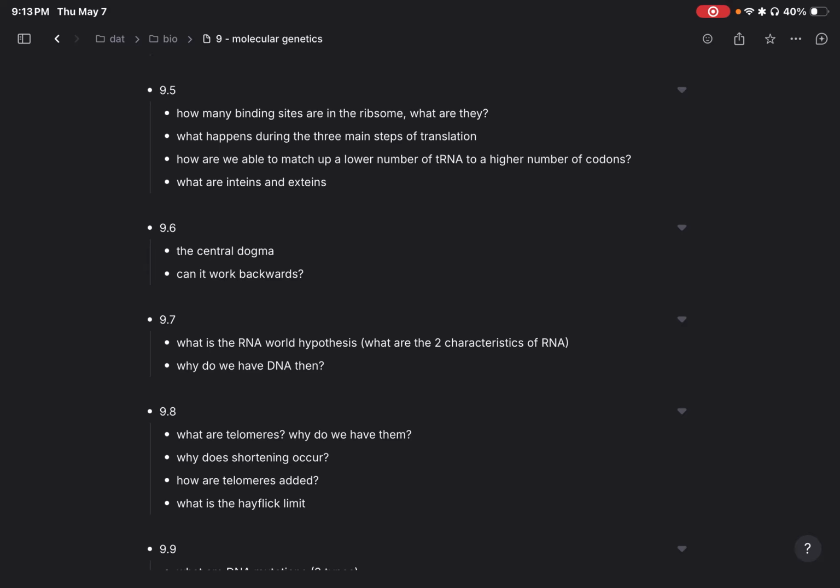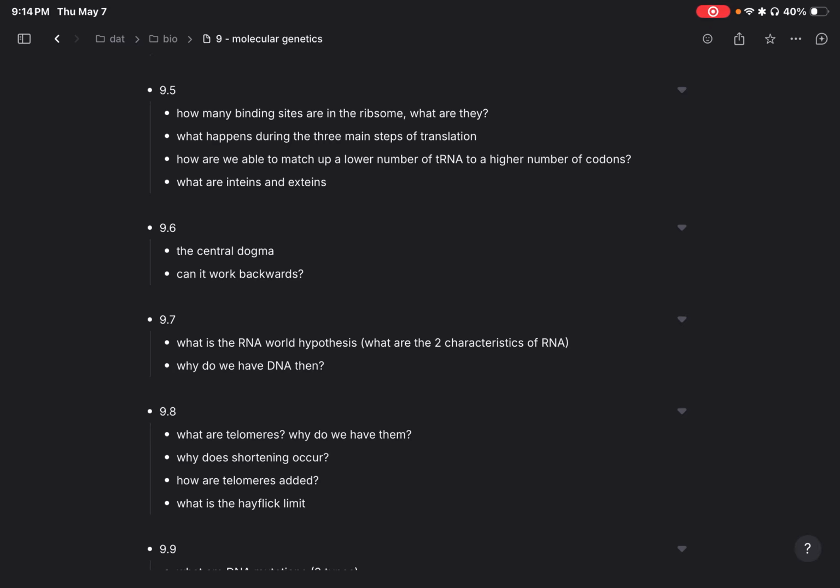How are we able to match up a lower number of tRNAs to a higher number of codons? Well, it's called wobble pairing. The third nucleotide of the codon doesn't have to be exact. The first two are usually good enough, so the very last one allows for multiple coding. What are inteins and exteins? They're just like introns and exons on the protein level. When you make the protein, you might want to cut out some amino acids here and there, and that's kind of what inteins and exteins are, I believe.